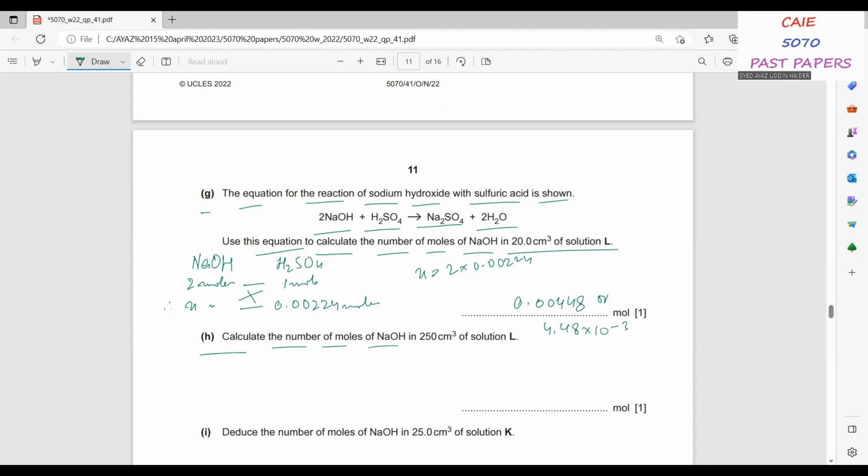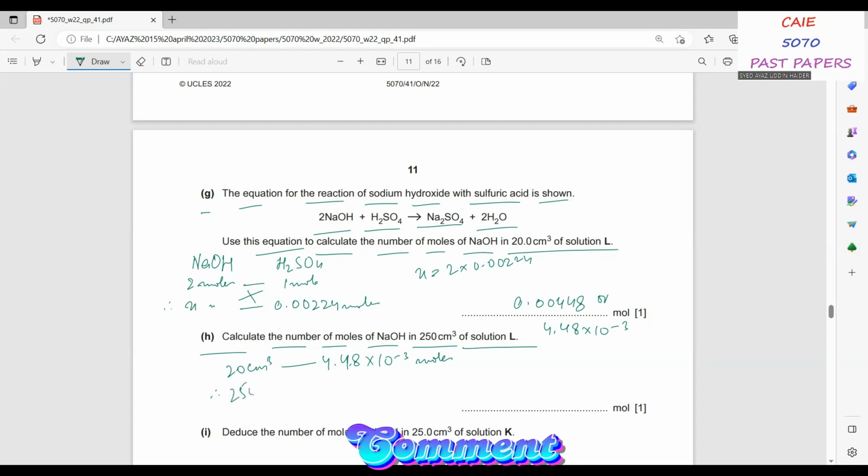Calculate the number of moles of NaOH in 250 cm³ of solution L. So this is the moles in 20 cm³ of solution L. What will be the moles in 250 cm³ of solution L? So 20 cm³ contains 4.48 × 10^-3 moles. Therefore, 250 cm³ contains X moles.